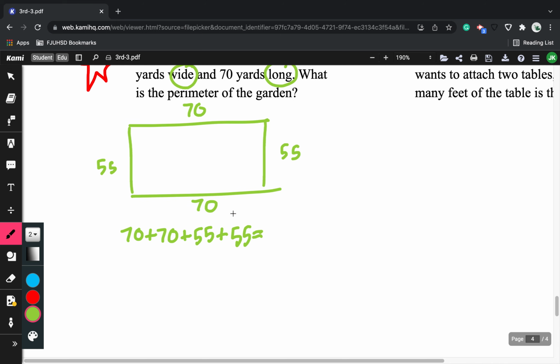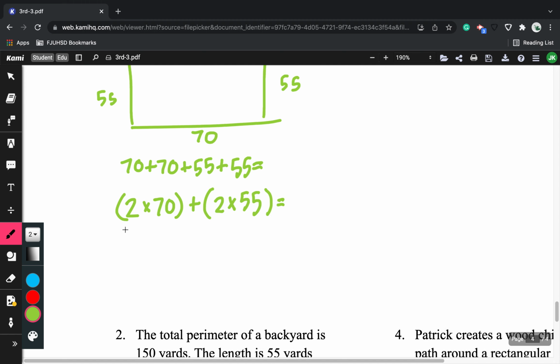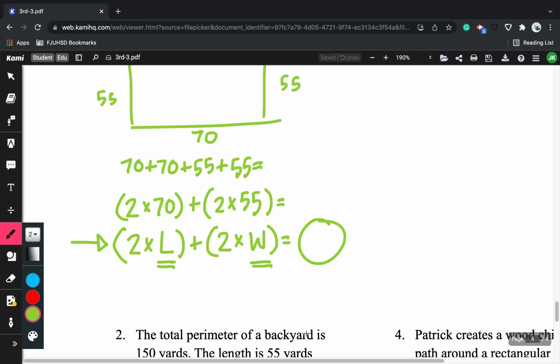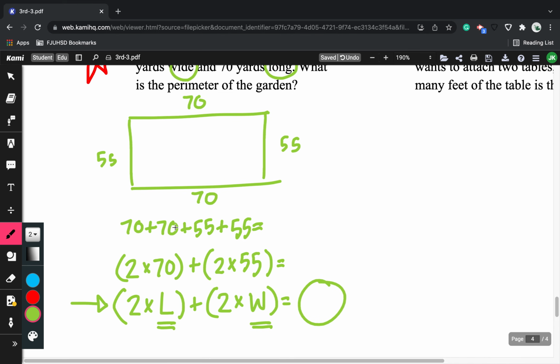A smart way to do it is that we know 70 plus 70 is basically 2 times 70, plus 2 times 55, the width. And you could do this formula for any perimeter: 2 times length, L, plus 2 times width. You could use this, put in the length here, put in the width there, and you could get your perimeter answer. But also try just doing a simple way like this.